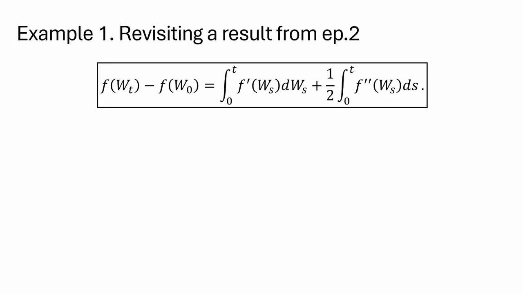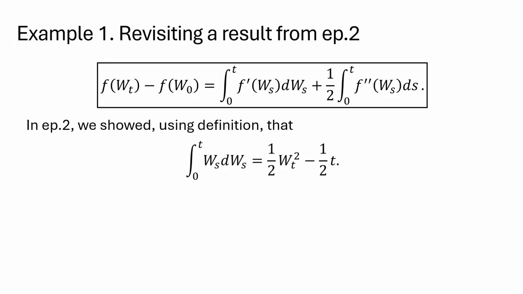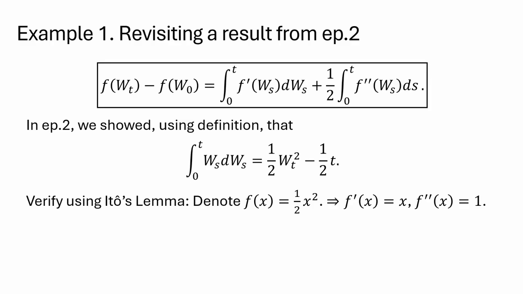Let's look at our first example of the Ito's lemma. In episode 2, we obtained this formula using definitions only. That's the integral from 0 to t of ws ds equals half wt squared minus half t. We now show that this agrees with the Ito's lemma. Let's denote f of x equals half of x squared. Then f prime of x is x, and f double prime of x is 1.